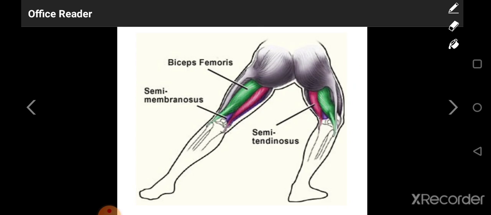So in this diagram we can see in the lateral part of the thigh we have biceps femoris, and on the medial aspect of the back of thigh we have semitendinosus and semimembranosus muscle. Semi means half and membranosus means membrane like. So this muscle looks membrane like in structure in its half part.